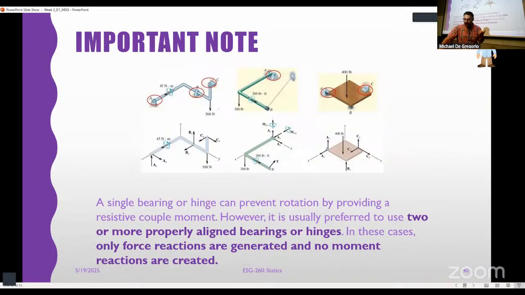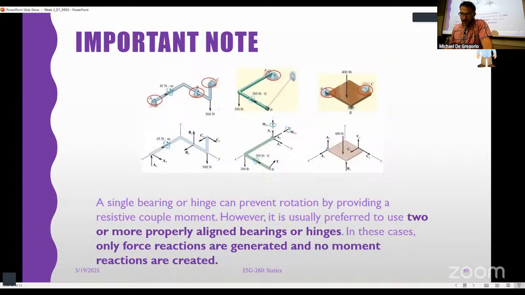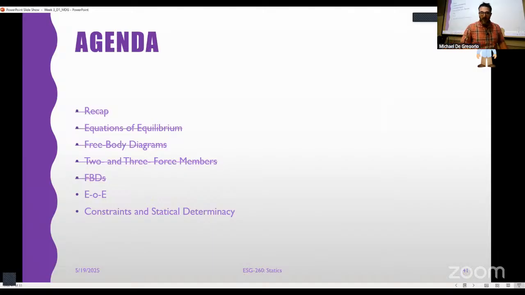A single bearing or hinge can prevent rotation by providing a resistive couple moment. We kind of talked about that here with the hinge and the bearing. This provides a resistive moment that we'll have to figure out what that looks like. Two or more properly aligned bearings or hinges is the preferred way to do it, and there's a reason for that we'll talk about in a second.